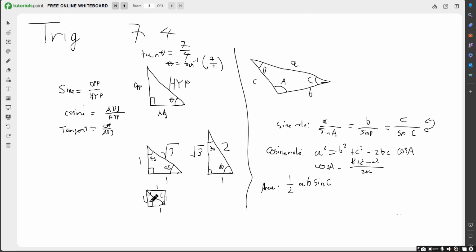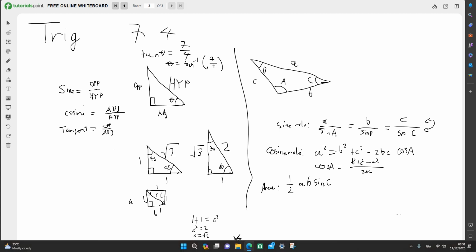And then using Pythagoras theorem, which is a squared plus b squared equals c squared: 1 squared plus 1 squared equals c squared. 1 plus 1 equals c squared. C squared equals 2. C equals root 2. I know that I've said before you can have plus or minus root 2, but you can't have a side length that's negative, so it has to be positive root 2.